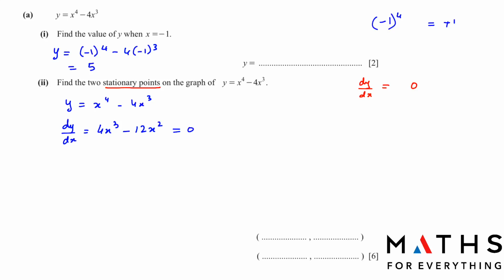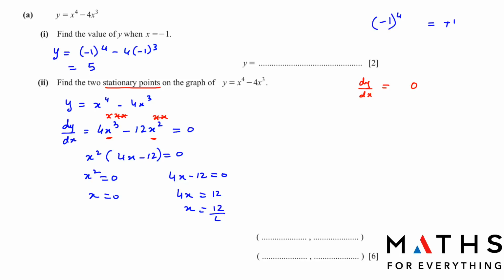Now factorize this. It is okay if you don't factorize the numbers, and you just factorize the x. As you can see, there are x cubed and x squared here. So what is common? The x squared. We'll factorize that out and we will get 4x minus 12 is equal to 0. So either x squared is equal to 0 or 4x minus 12 is equal to 0. x squared is equal to 0, it means x is equal to 0. 4x is equal to 12 and x is equal to 12 divided by 4, 3.